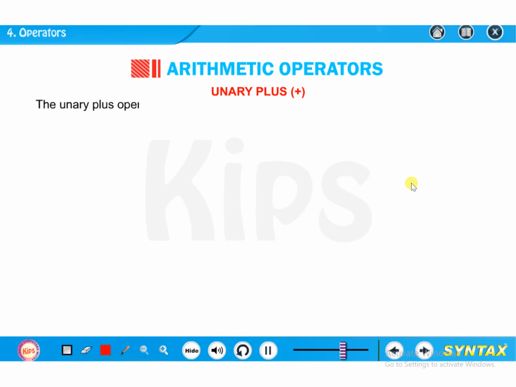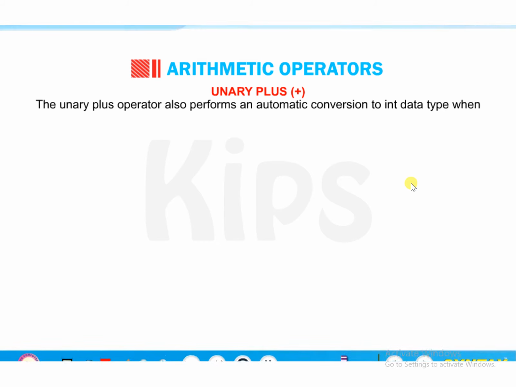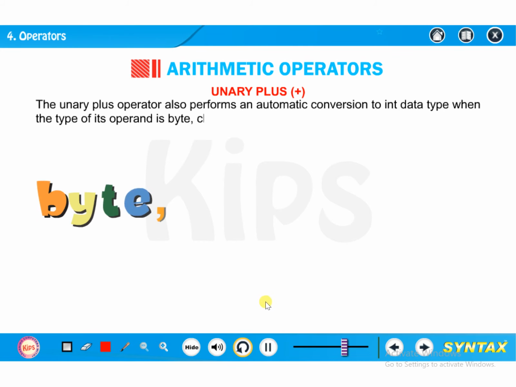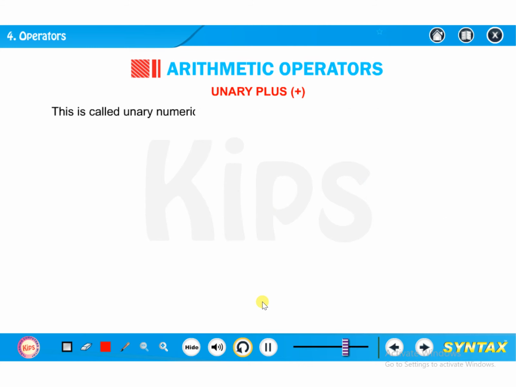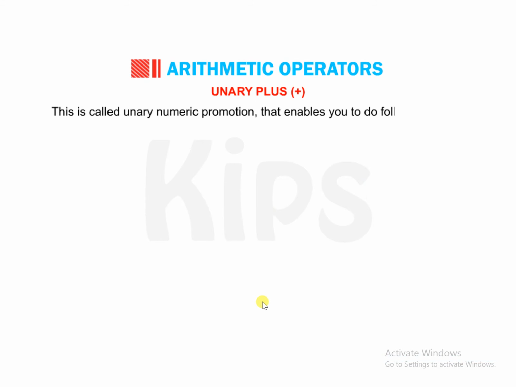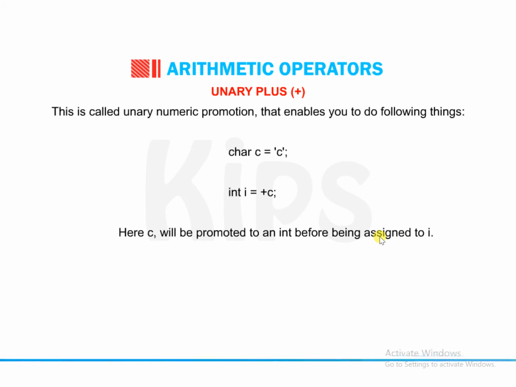The unary plus operator also performs an automatic conversion to integer data type when the type of its operand is byte, character, or short. This is called unary numeric promotion that enables you to do the following things. char c = 'c'; int i = +c; Here c will be promoted to an integer before being assigned to i.